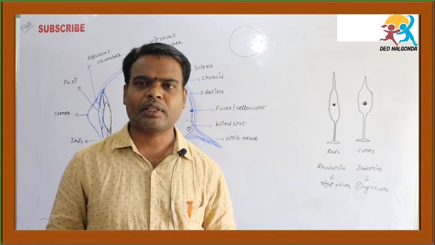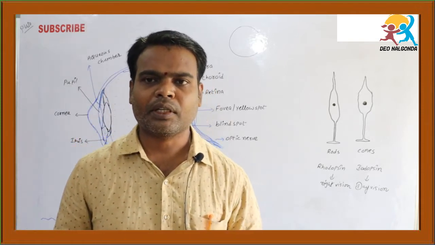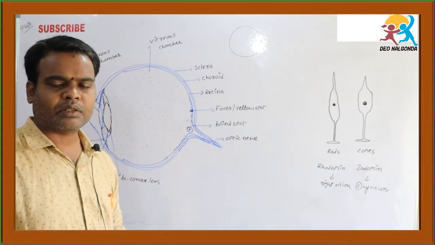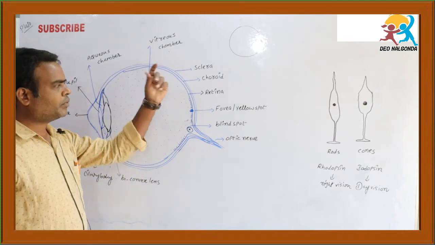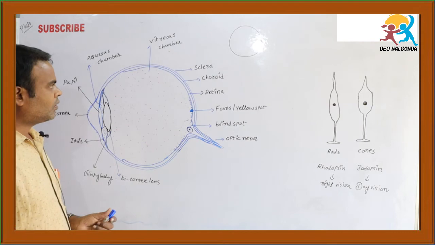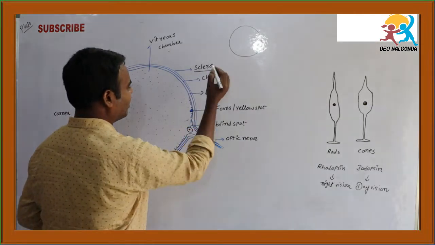In today's class we will discuss one of the sensitive sense organs, that is nothing but the eye. Okay, right. So first we see the structure of the eye. When we see the structure of the eye, we have to observe the layers present around the eyeball. The outermost layer, the top layer present around the eyeball, is called sclera.